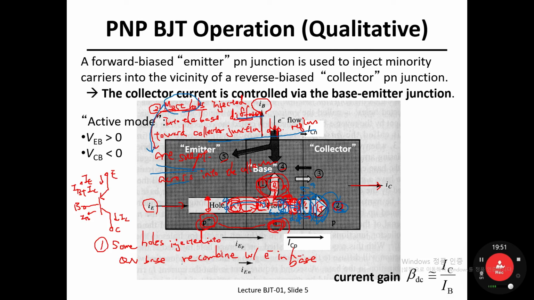Okay, so this current component, IC, or number two, is defined as the collector current. Whenever I say collector current, you should think about these most holes injected into the base, diffused toward the collector junction depletion region. Okay, all right, and let's move on to number 3. Let me erase all the notes.